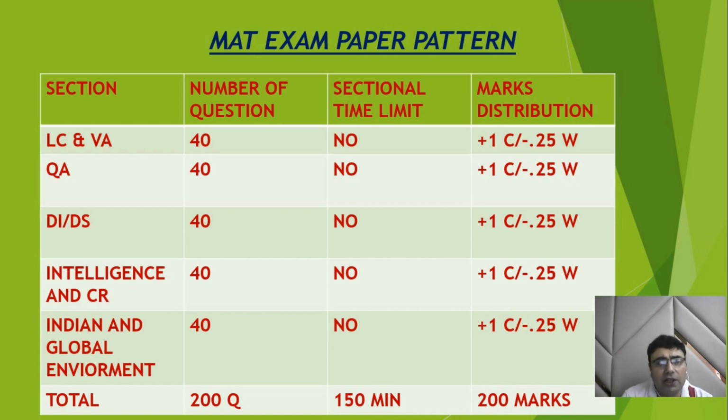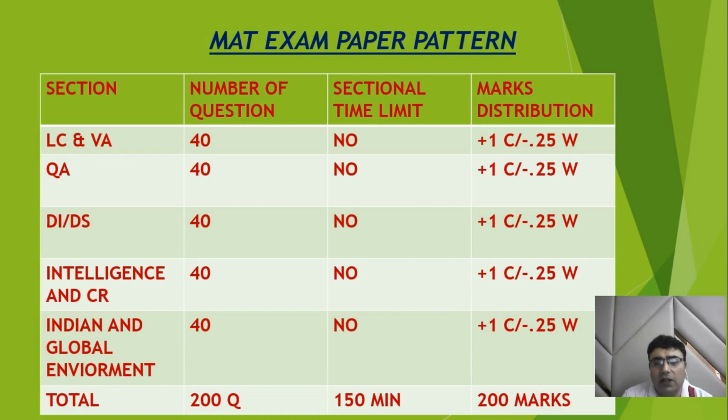The third section that appears is data interpretation and data sufficiency. 40 questions are asked in this section, no section time limit, +1 for each correct answer and -0.25 for each wrong answer. The next section that appears is intelligence and critical reasoning.